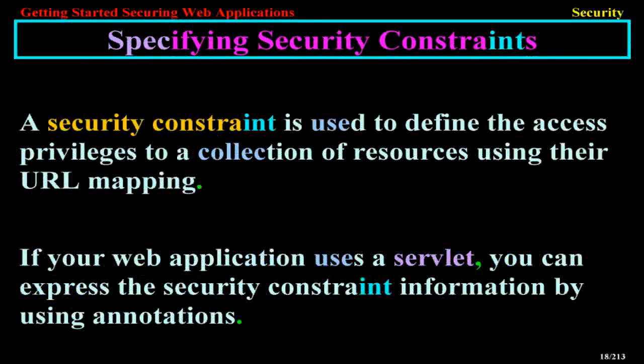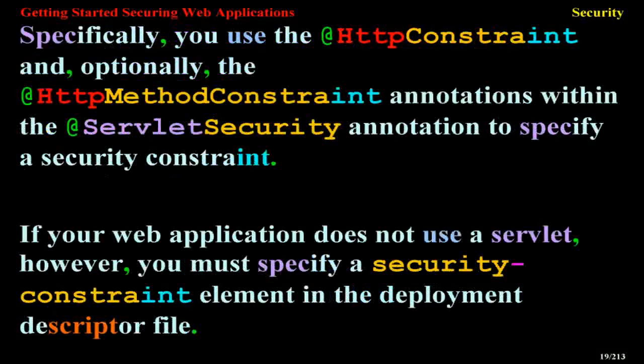A security constraint is used to define the access privileges to a collection of resources using their URL mapping. If your web application uses a servlet, you can express the security constraint information by using annotations. Specifically, you use the HTTP constraint and, optionally, the HTTP method constraint annotations within the servlet security annotation to specify a security constraint.